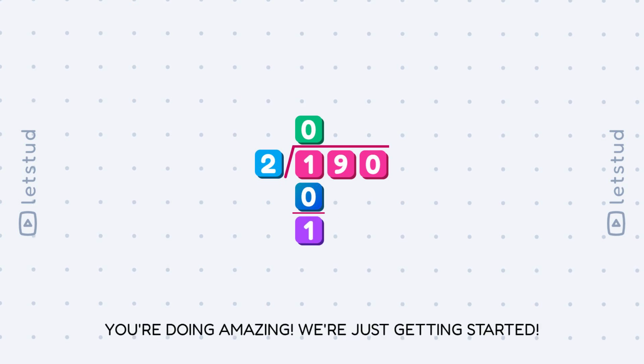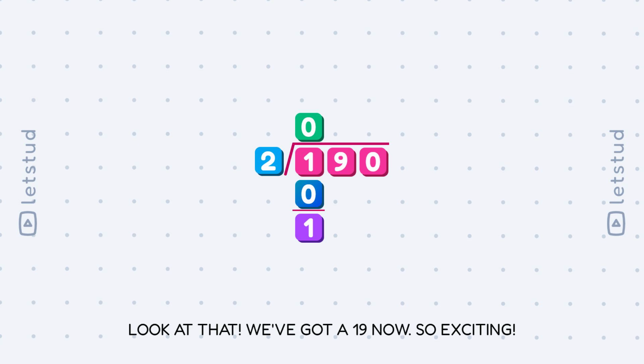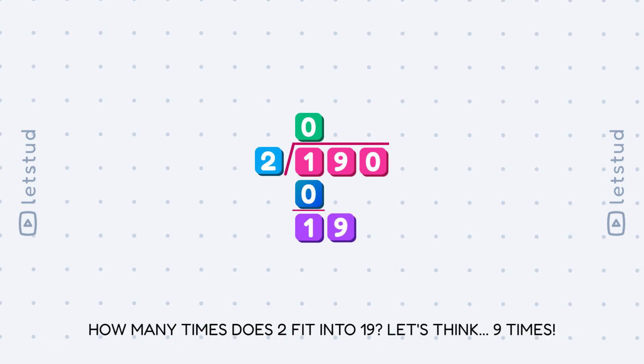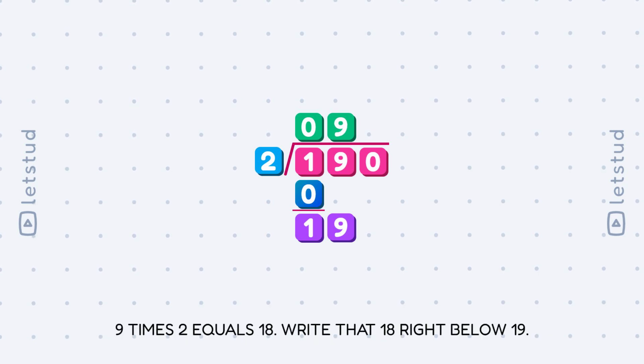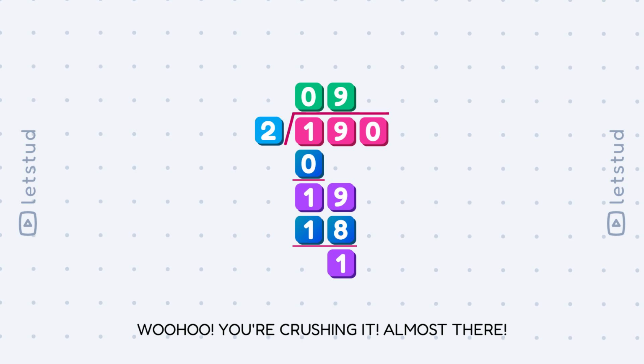You're doing amazing. We're just getting started. Now, let's bring down the next digit to make a new number. Look at that, we've got a 19 now. We bring down the next digit, 9, next to our remainder 1, making 19. How many times does 2 fit into 19? Let's think. 9 times. 9 times 2 equals 18. Write that 18 right below 19. 19 minus 18 leaves us with 1. That's our new remainder. You're crushing it, almost there.